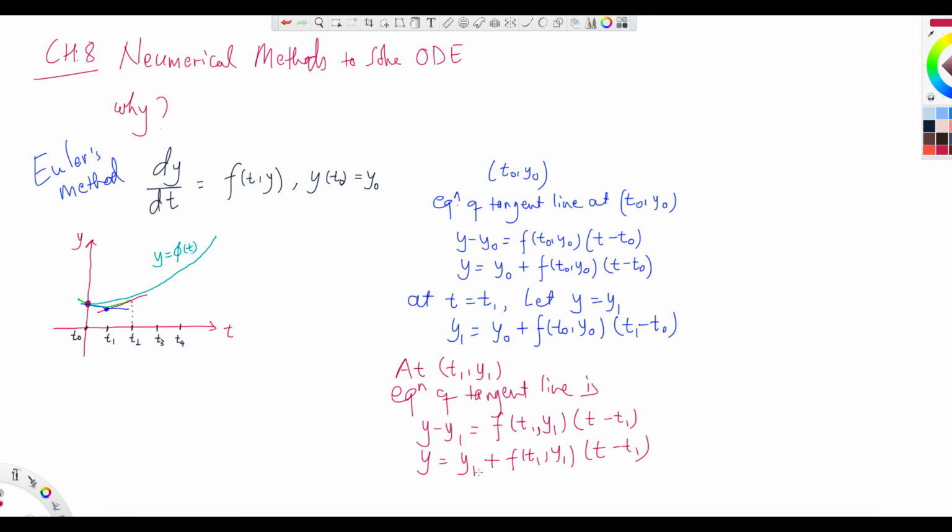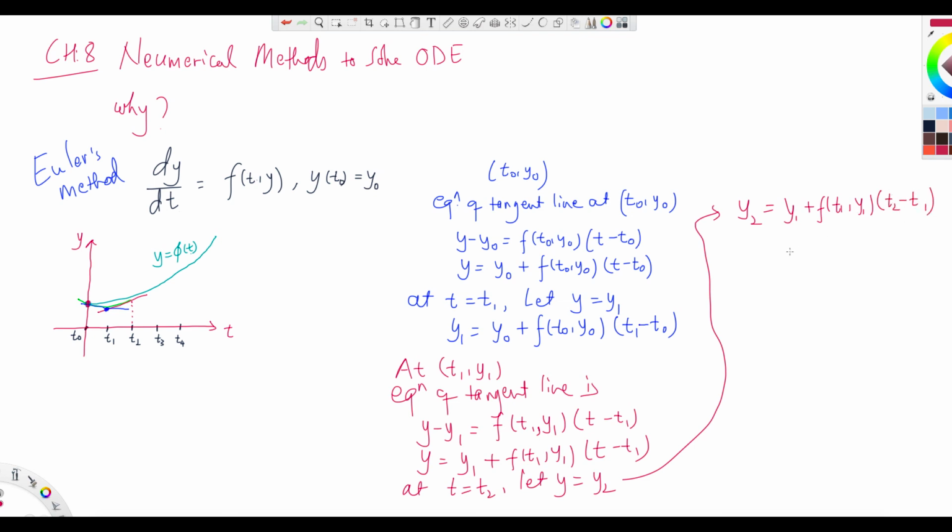So at t equals t2, let the y value become y2. So what do you get then? If you plug that in, you will get y2 equals y1 plus f(t1, y1), and then (t2 minus t1).